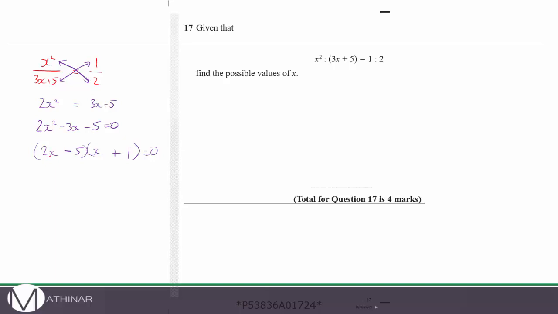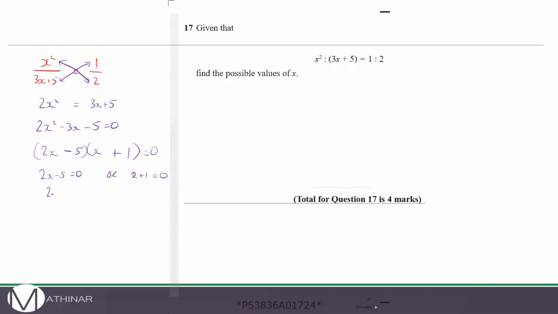And if we mentally just multiply that out, 2x times x is 2x squared. 2x times 1 is plus 2x. Minus 5 times x is minus 5x. So 2x minus 5x is minus 3x. And minus 5 times 1 is minus 5. This times this is equal to 0, which means that 2x minus 5 equals 0, or x plus 1 equals 0.